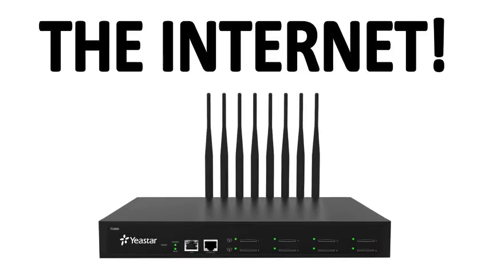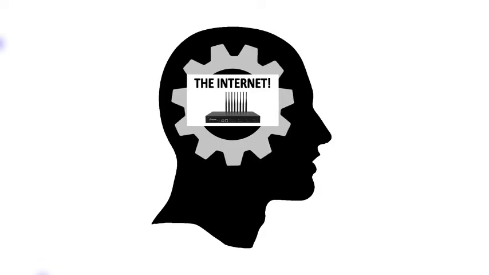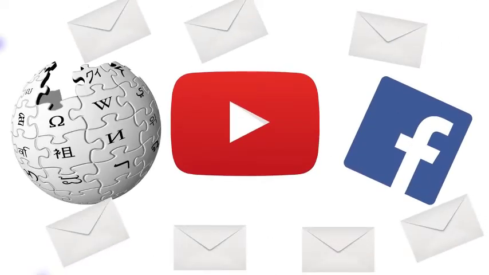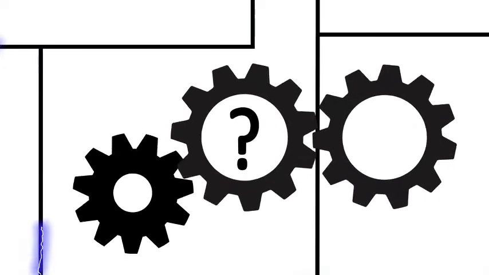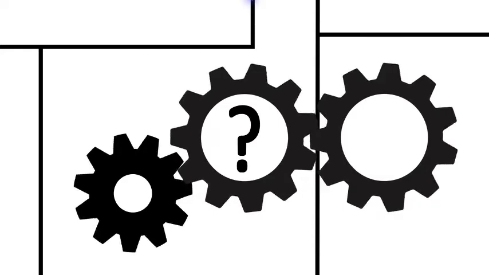If you're watching this video, then it's safe to assume that you know what the internet is to at least some degree. It's the place where YouTube, Facebook, Wikipedia, and all of your emails are sitting. But have you ever wondered how the internet does what it does? If you have, then this video is just for you.